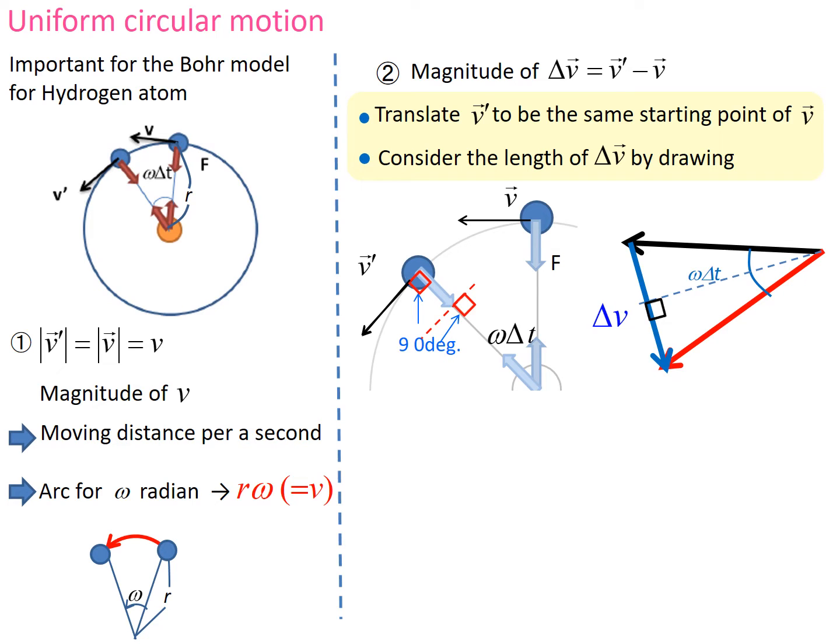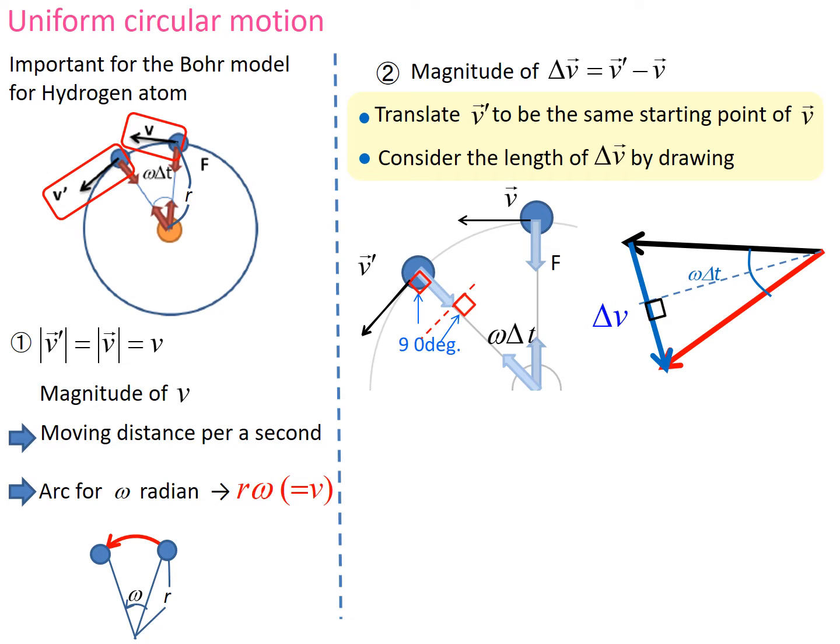Omega represents the angle of motion per second, so after delta t seconds, the object travels by omega delta t along the circular path. We also define the velocity at a given time as v, and the velocity after delta t seconds as v prime. Question 1 is to determine the magnitude of velocity v.